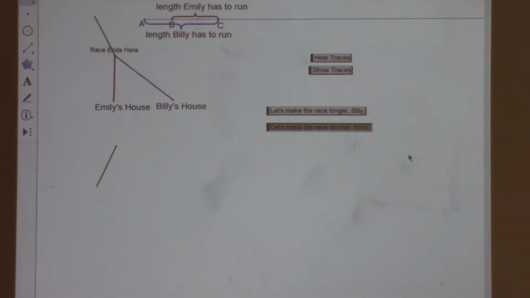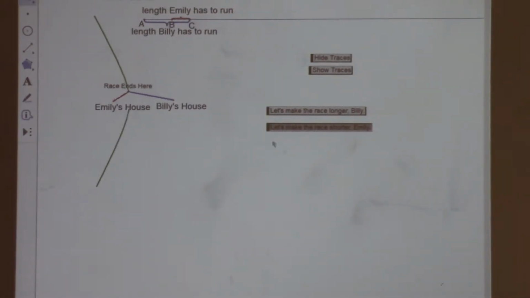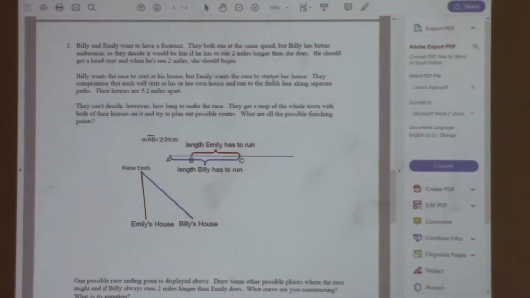Whoa. And what you get is a hyperbola. It's the locus of points that are 2 miles farther from Billy's house than they are from Emily's house. It's the possible locations of the endpoint of their race. Get it? Yeah. Okay.